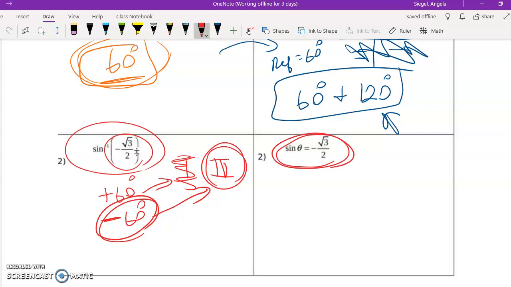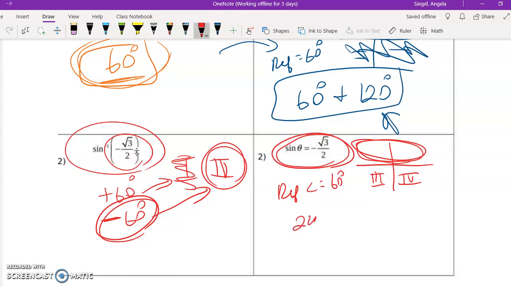When I transition over here and I'm looking at all 4 quadrants, the last time, when it was positive, I looked up here, but now I'm going to focus on these 2 down here. Again, I know my reference angle is 60 degrees. So 180 plus 60 is going to give me 240, and 360 minus 60 is going to give me 300.